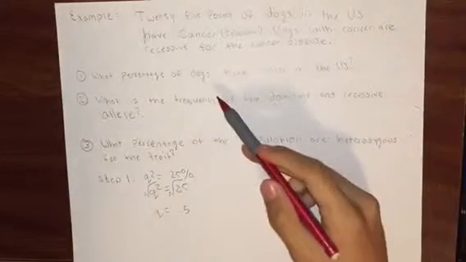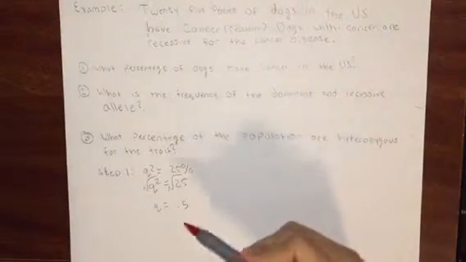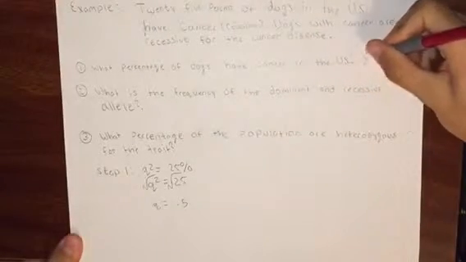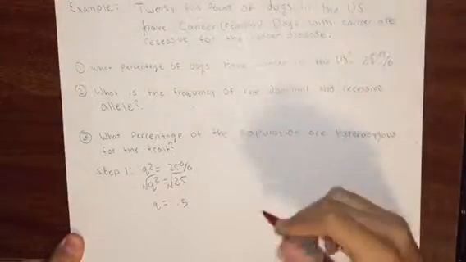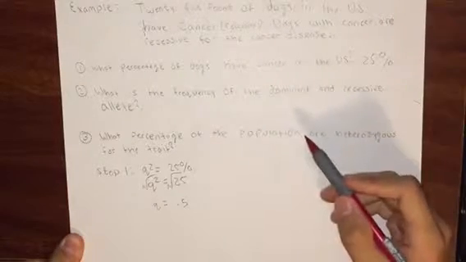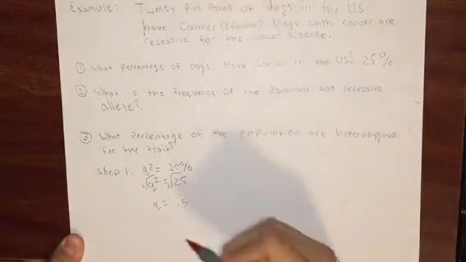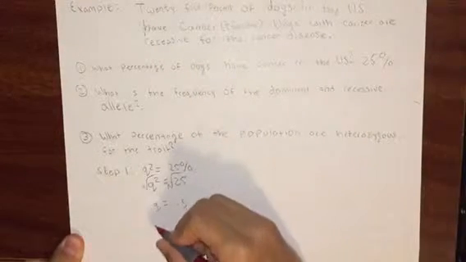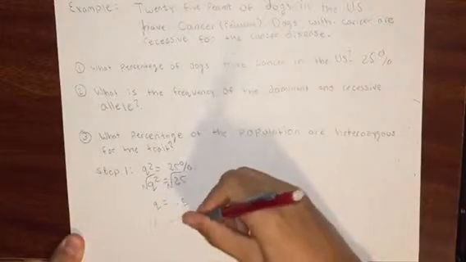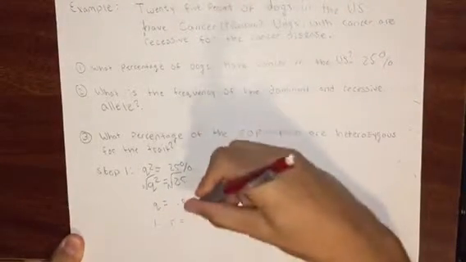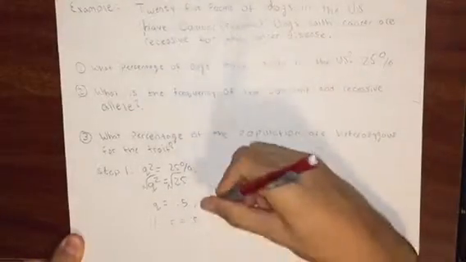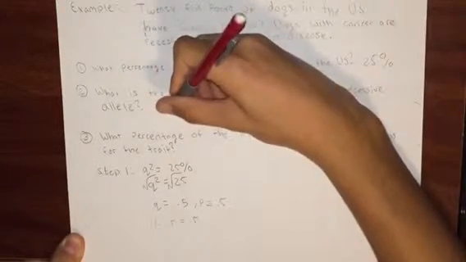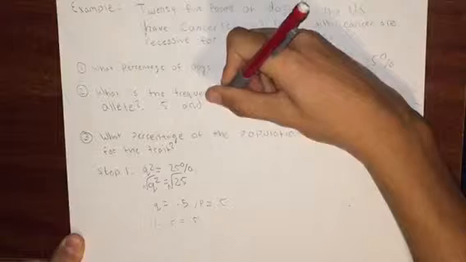And number 1, what percentage of dogs have cancer in the US? So we have it right here and right here. So we'll just put the percentage, 25%. Number 2, what is the frequency of the dominant and recessive allele? So you want to find q and p for this one. Since q equals 0.5, you want to subtract that from 1, and that equals 0.5 as well. So p equals 0.5. So it's going to be 0.5 and 0.5.